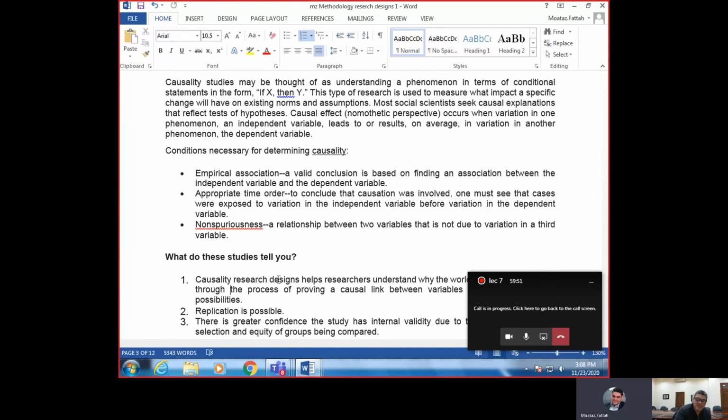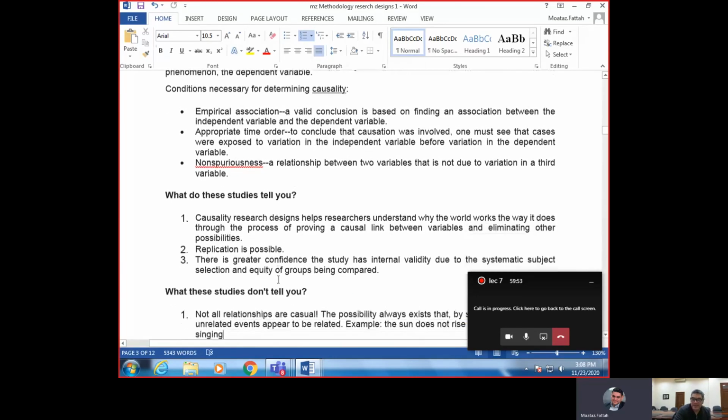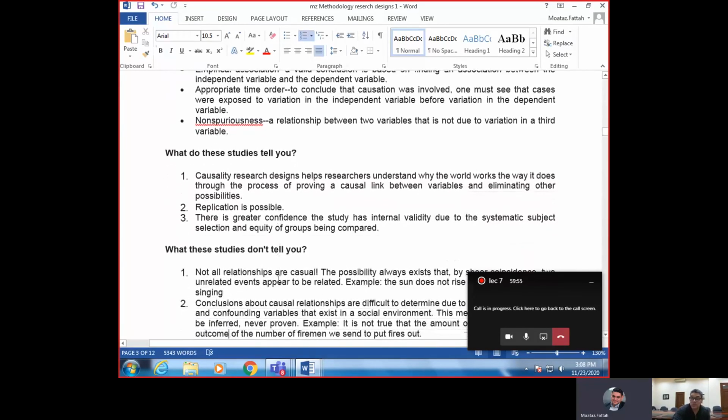What do these studies tell you? Causality research designs help researchers understand why the world works the way it does, why certain countries are more democratic than other countries, through the process of proving a causal link between variables and eliminating other possibilities.